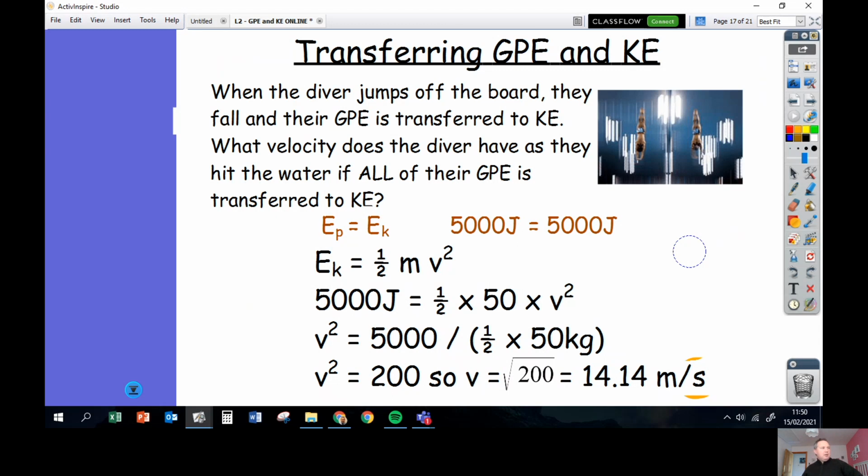All I did was work out the GPE in the first sum, but I know that that was the total amount of kinetic energy I had at the bottom. So I took the answer from my GPE sum and I used it as the energy number in my kinetic energy sum. That lets me find the velocity.